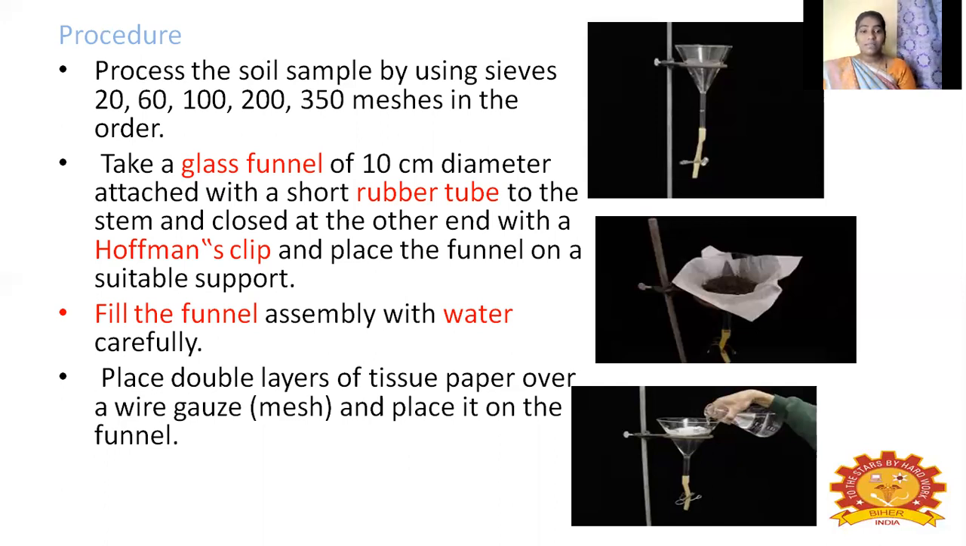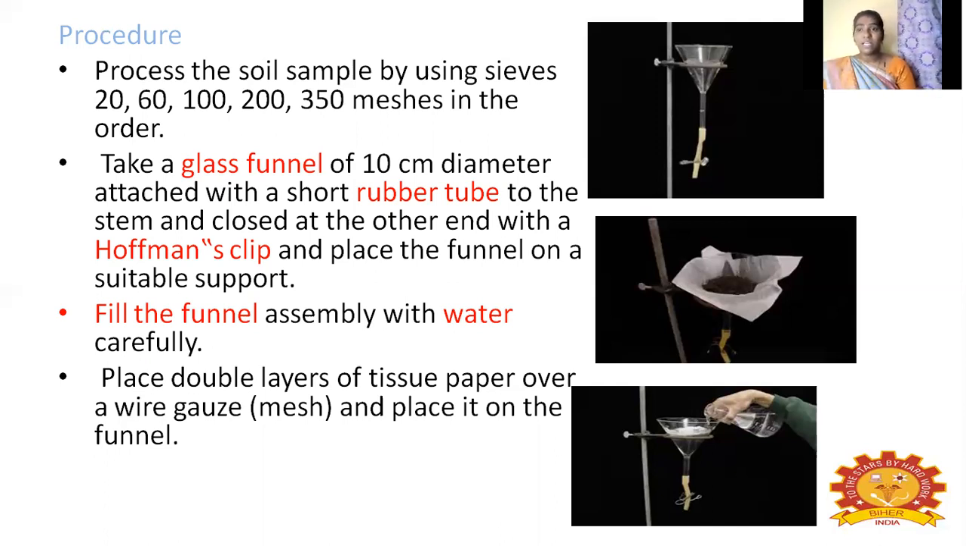Fill the funnel assembly with the water carefully. After that, place a layer of tissue paper over the wire gauze. So now you have taken a glass funnel with the wire gauze and the Hoffman's clip. Over that you fill the water. The full glass funnel is filled with the water, and you keep a wire gauze. Over the wire gauze you place a layer, either one or two layers, of tissue paper.